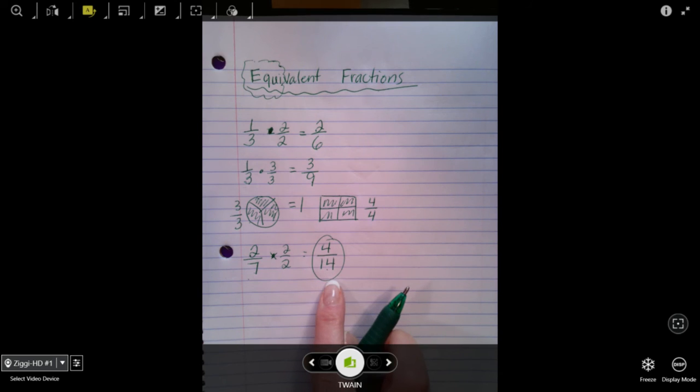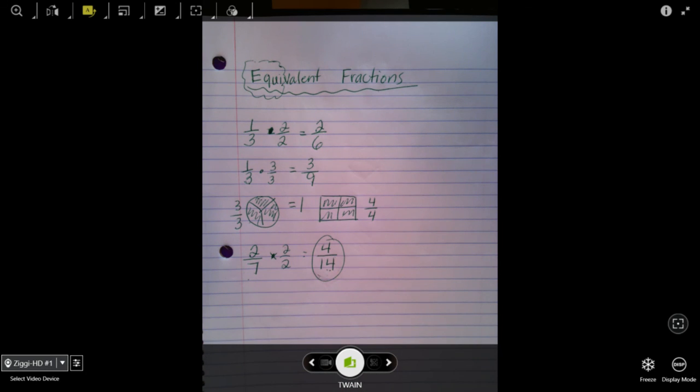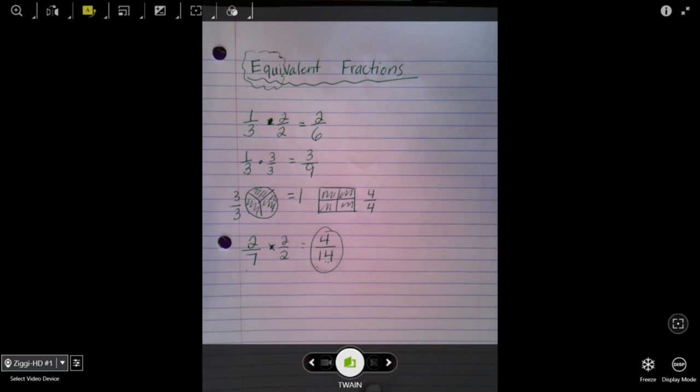This information will come in very handy when you start adding and subtracting fractions. You need to have common denominators, which will give you the same denominator, and then you'll make equivalent fractions so that you can add and subtract with a common denominator. So this is just my little mini lesson on how to make equivalent fractions.